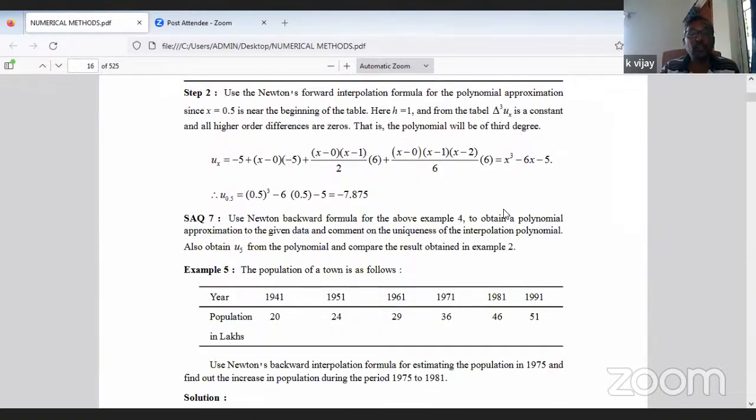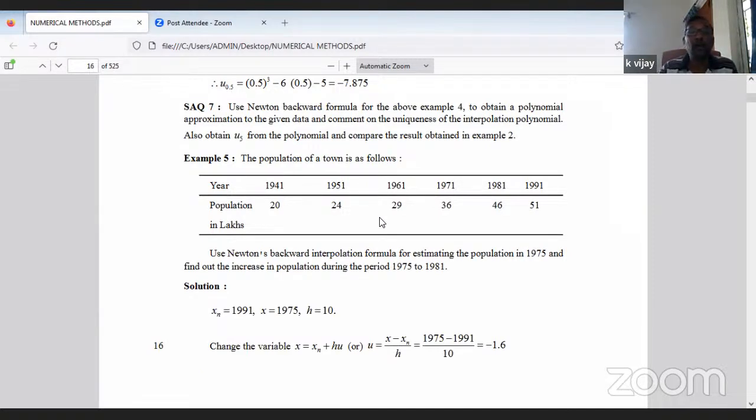x cube minus 6x. Now u(0.5) means 0.5 whole cube minus 6 into 0.5. This is the 0.5 whole cube, and I'm writing 6 into 0.5. The simplification is minus 2.875. So in place of x, in finding the equation, in place of u we are finding the value u at that point.